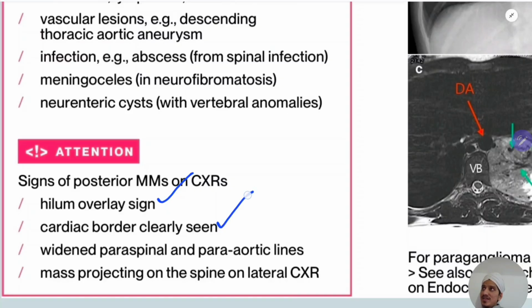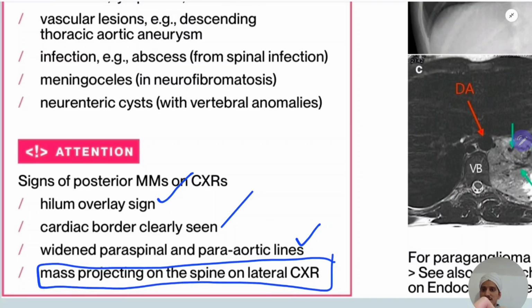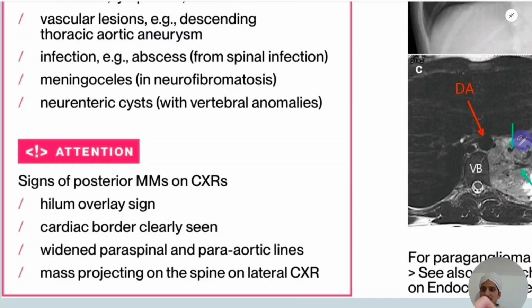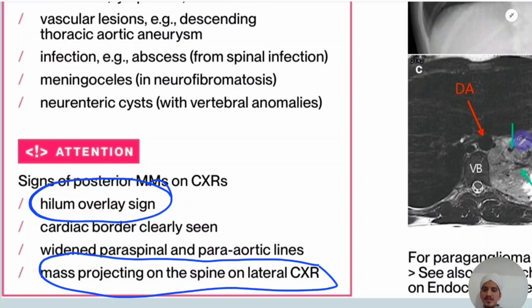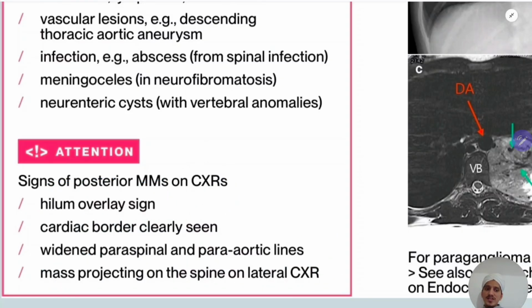The cardiac border can be clearly seen in these. Whereas in middle mediastinal masses, you will see retrocardiac involvement. In anterior masses it will be retrosternal, and the cardiophrenic angle will be obliterated. There are also widened paraspinal and para-aortic lines, and a mass projecting on the spine on the lateral chest X-ray. This is important. These two, the hilum overlay sign and the mass projecting on the spine on the lateral view, are very important to say it is a posterior mediastinal mass.